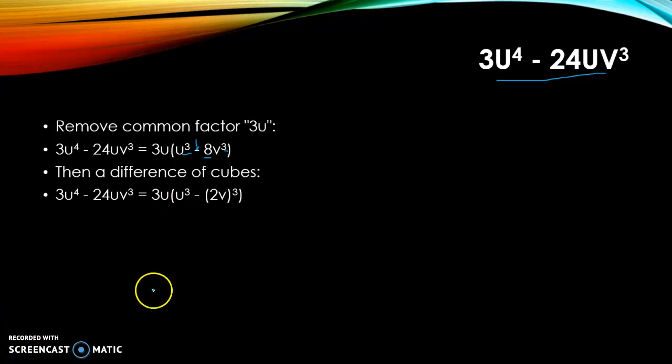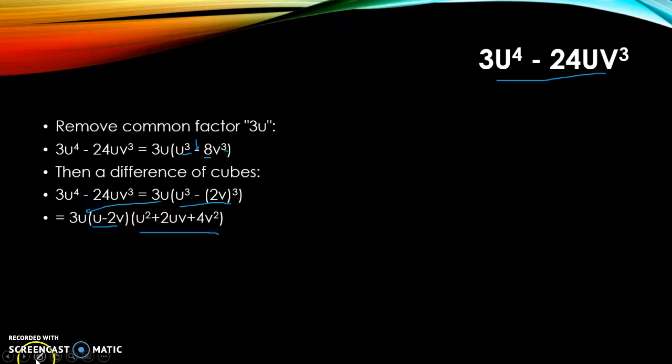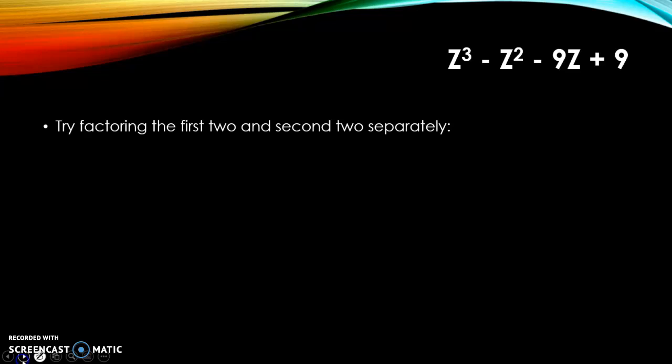And in our difference of cubes, first we're going to write u cubed minus 2v cubed. So we're going to write that as an actual cubed expression. Using our rules in the handouts that I'm going to give you, we're going to write that as 3u, which was already here, times u minus 2v times u squared plus 2uv plus 4v squared. And that is a formula that you're just plugging your a and your b and your c expression into.